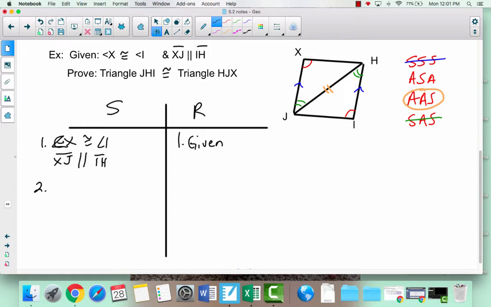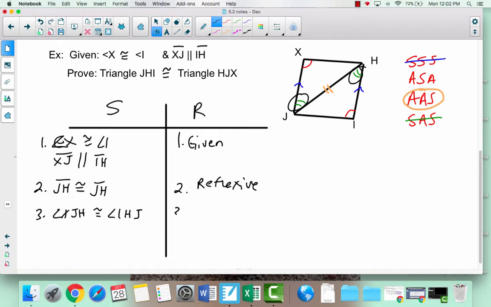Now we need to go ahead and talk about the things that were not given to us that we know are true. So we know that this side here is the same in both. So we can say that segment JH is congruent to segment JH, and the reason for that is the reflexive property. And that goes back to our two-column proofs we talked about at the beginning. Okay, in step 3, we said that these two angles here and here were congruent. So we could say angle XJH is congruent to angle IHJ. And that is because they are alternate interior angles.